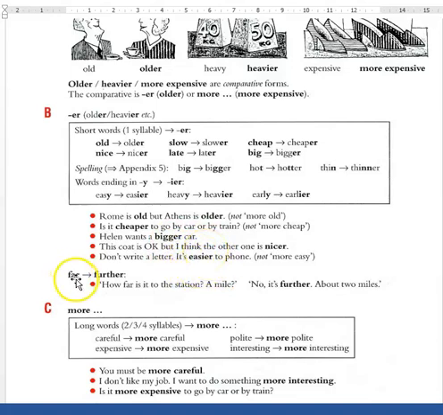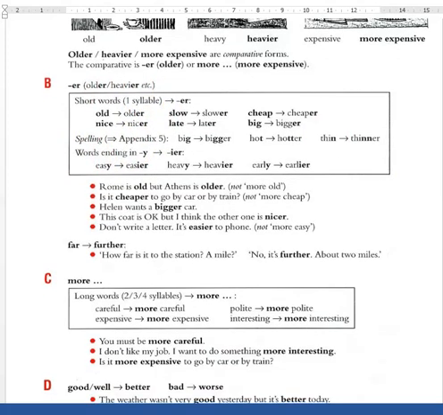Now look at an exception here with far. Far becomes further. Look at the spelling. F-U-R-T-H-E-R. How far is it to the station? A mile? No, it's further. About 2 miles. Okay, so that's B.